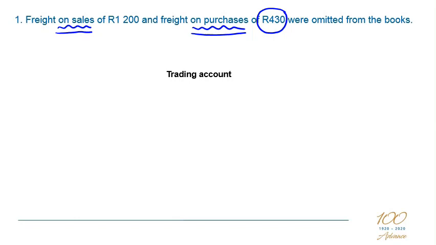Is this 1,200 essential for trading? No, it's not, because some people might come and pick up. Some people actually only shop in a store, so they would be there to take the sales with them. So even though this is an expense that we incur, it will not be closed off to the trading account. Freight on sales will be closed off to the profit or loss account.